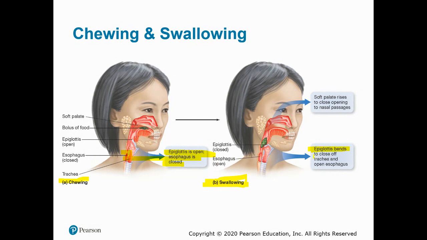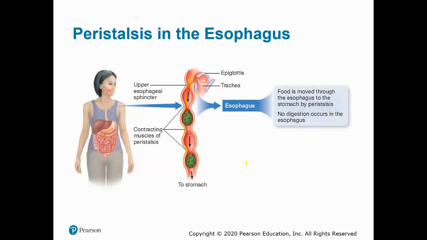So when we swallow, again, the epiglottis closes the trachea and the esophagus opens, that sphincter opens up. And so here you can see the green bolus is going down the esophagus, not the trachea. Here's the action of peristalsis in the esophagus, right? So these muscular contractions just kind of pinch the food down.